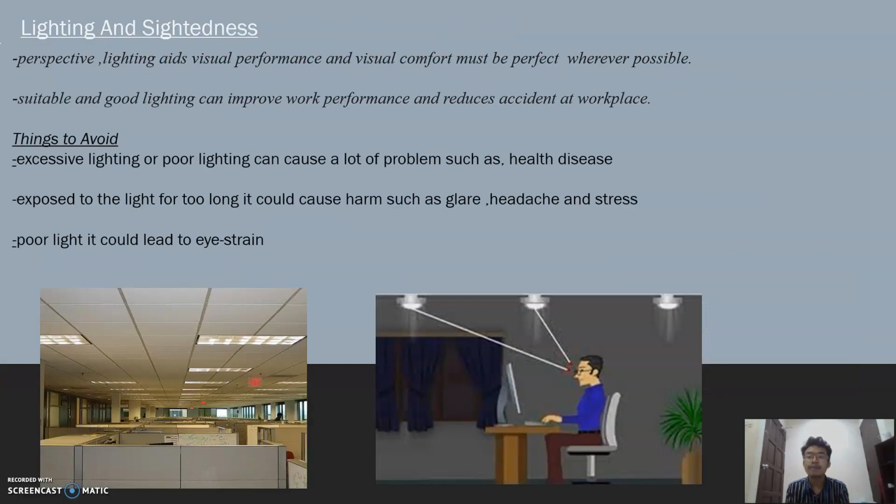So proceeding on, lighting and sightness. Good lighting will increase the visual performance and visual comfort of every employee. When you have suitable lighting, you can improve your work performance and reduce accidents at the workplace. Things to avoid, as a basic factor, are excessive lighting or poor lighting, which can lead to health problems. For example, when you are exposed to excessive light, you could have glare, headaches, or stress. And when you are exposed to poor lighting, your eyes are stressed out, which is called eye strain.